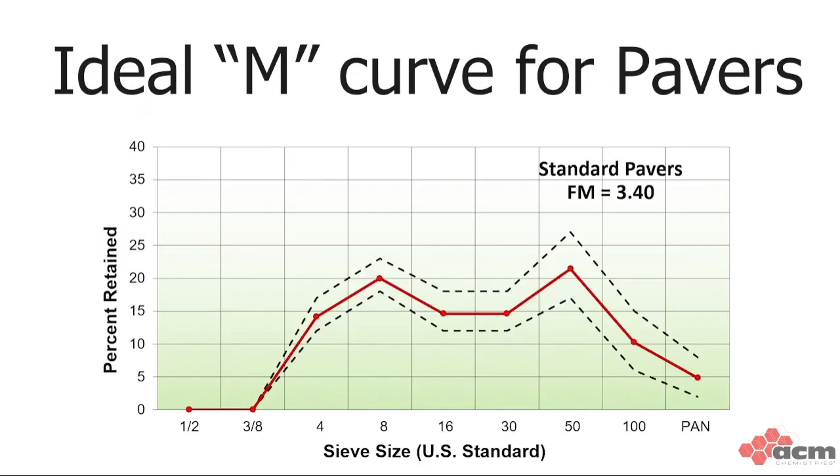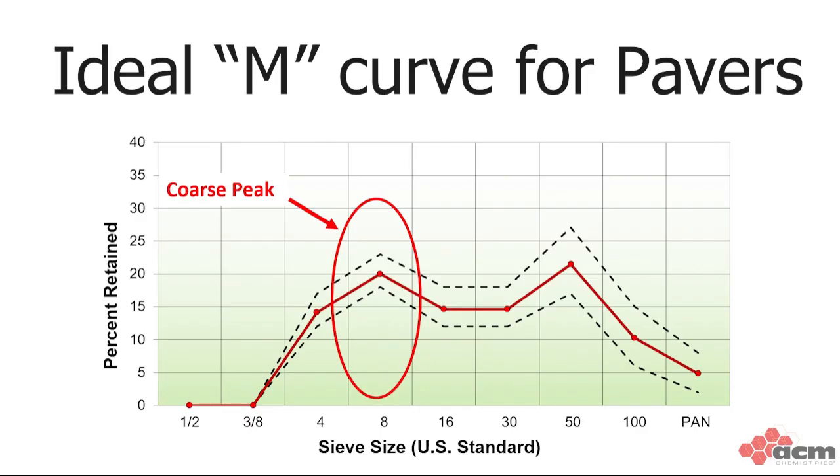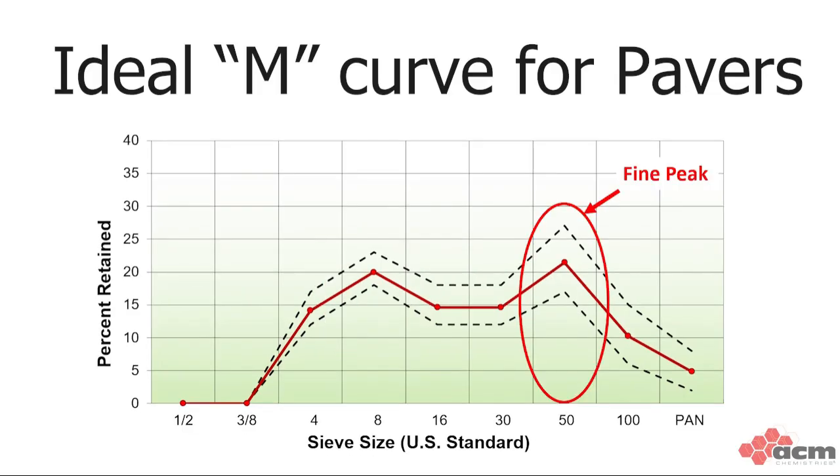Let's look at an example from paver production for a utility paver with an FM of 3.40. An optimum grading curve for pavers is an M curve with peaks on the number 8 and number 50 sieves. The coarse peak on the number 8 sieve helps break up the concrete in the mixer and helps drive it into the mold, while the fine peak on the number 50 sieve helps fill in around the coarser aggregates to give us a paver with a high density and low absorption.